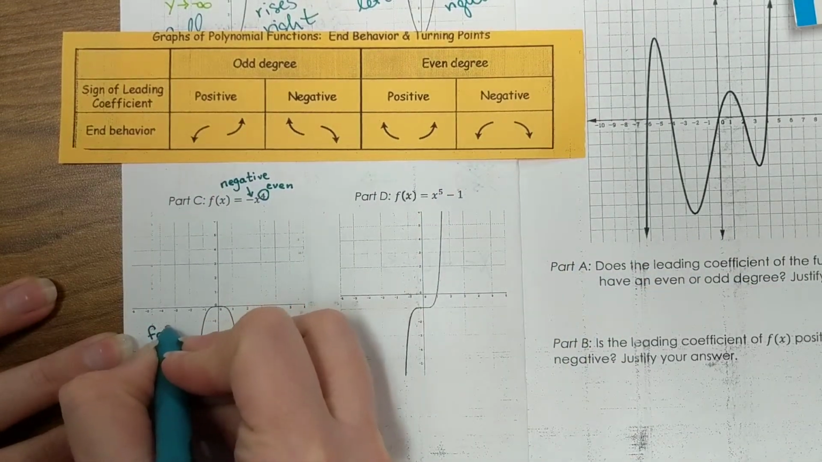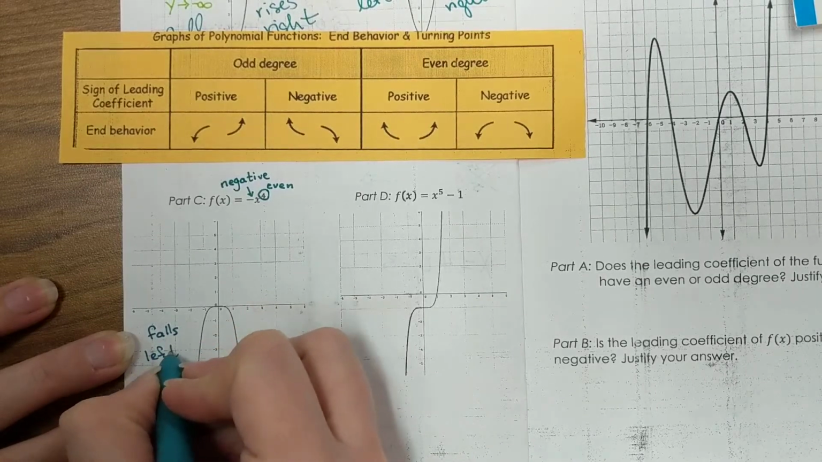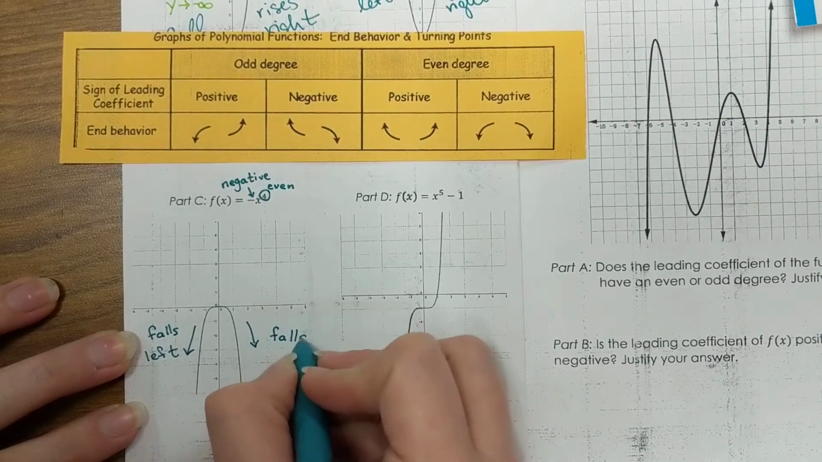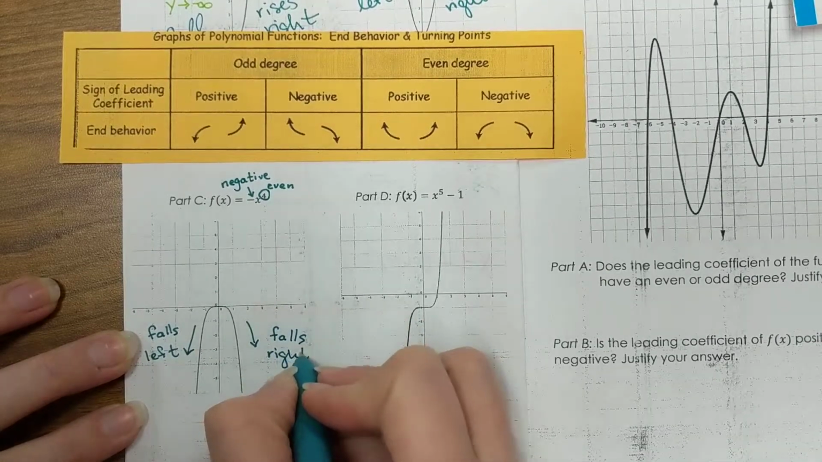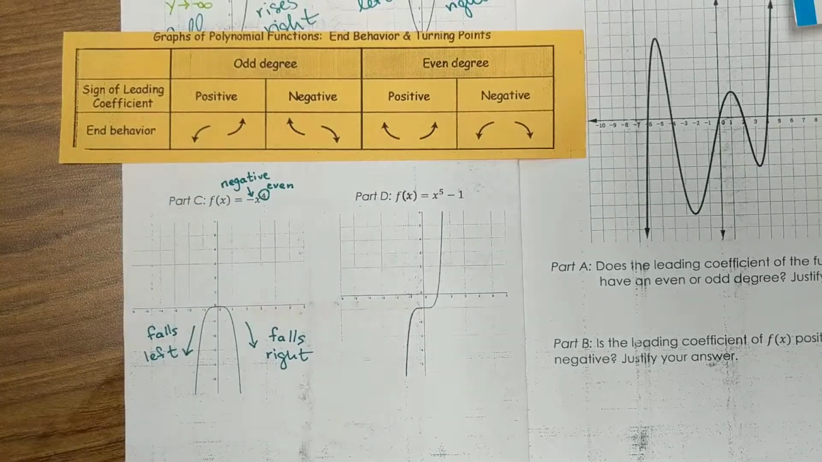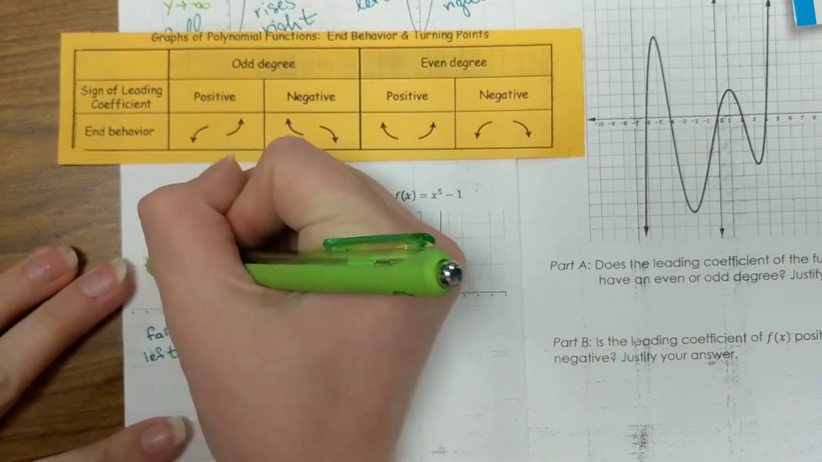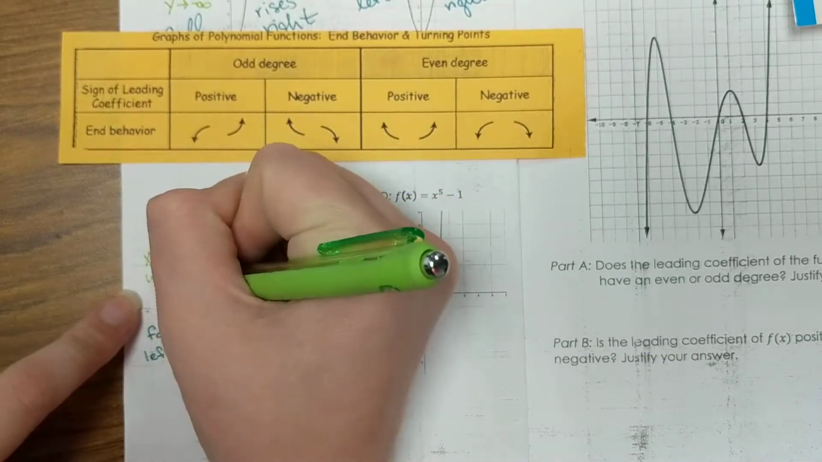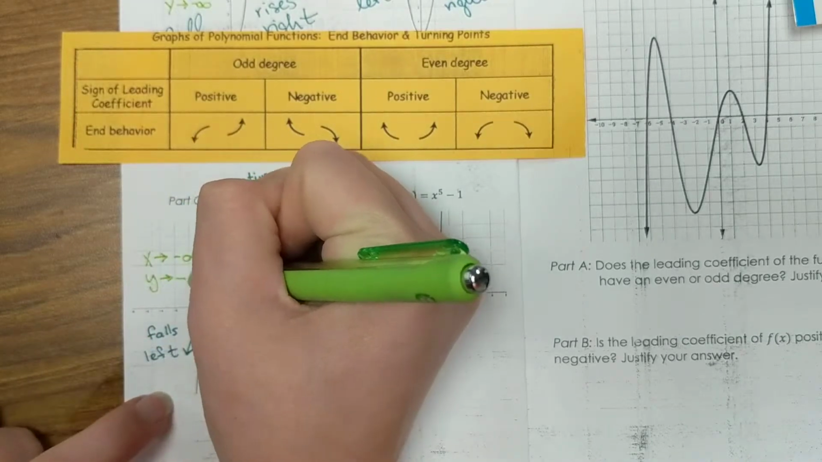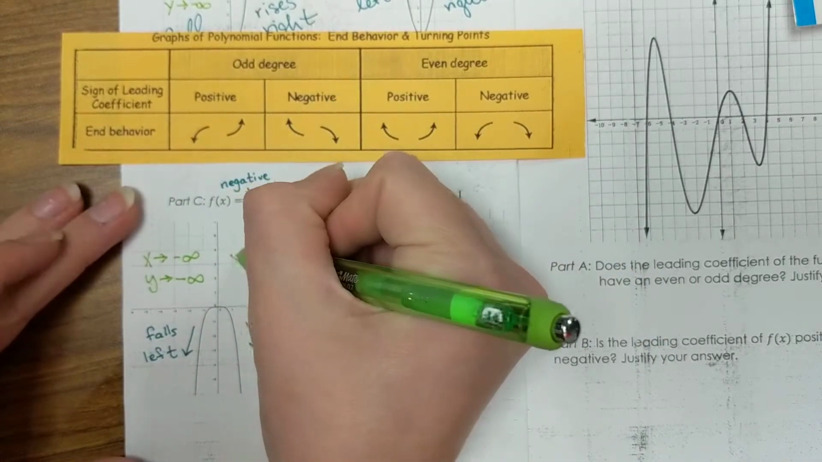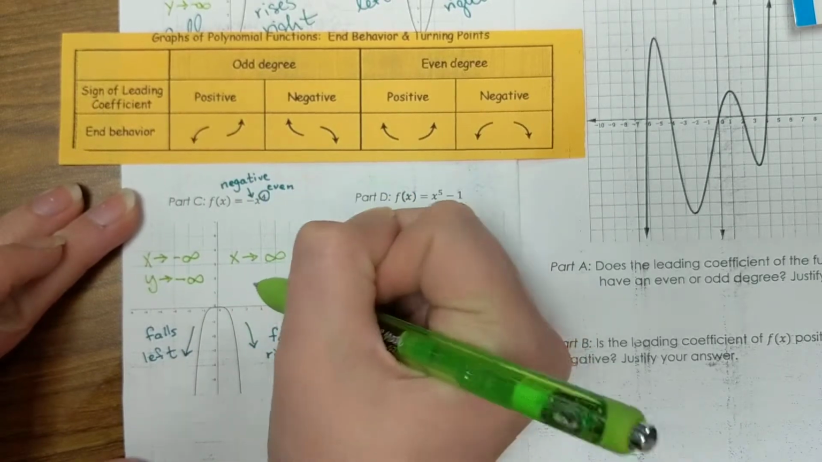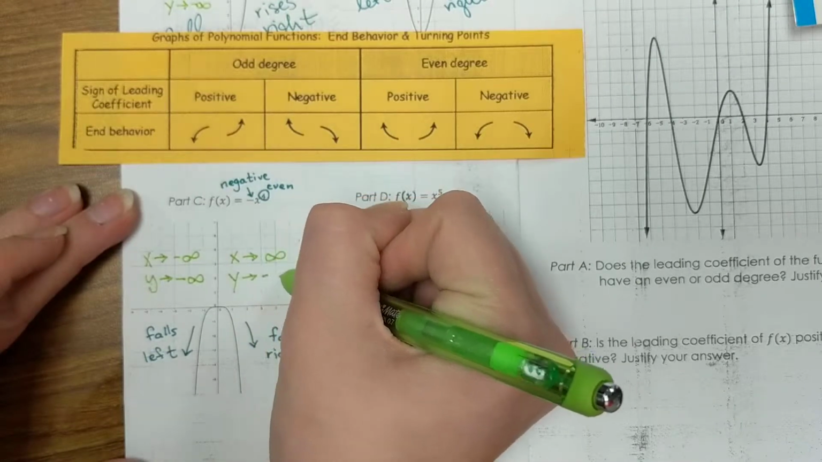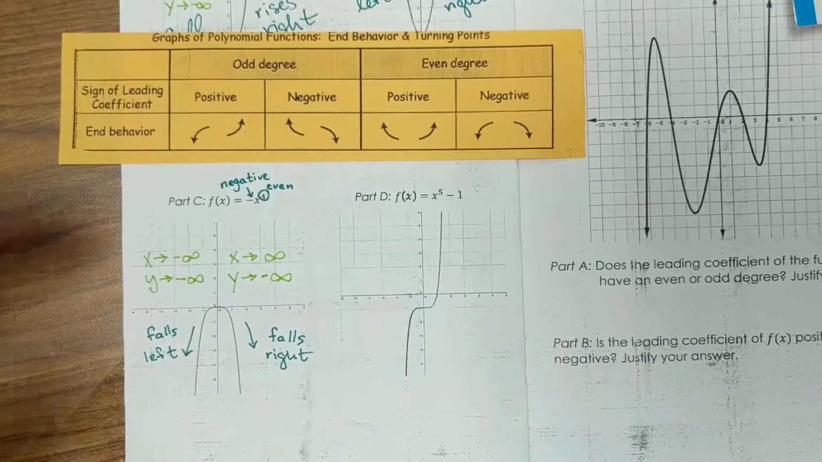Negative and even means both sides of your graph are falling. So it falls left, because it's going down, and it falls right, again, because it's going down. And again, here's how to write that with your infinities. As x is going towards negative infinity on the left side, y is also going towards negative infinity because it's falling. As x is going towards positive infinity on the right, y is going towards negative infinity because our line was going down.